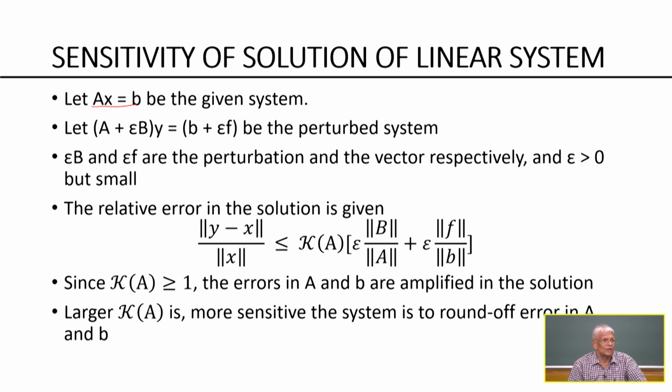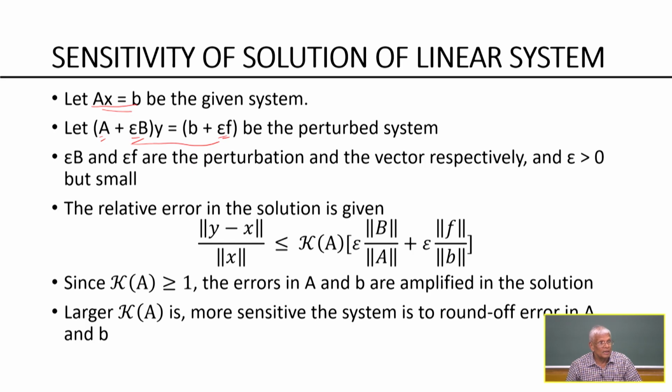There are errors. So let epsilon E be the perturbation in the storage of A, and epsilon f be the perturbation in the storage of b. Everybody? So when we say we are solving Ax is equal to b, we are not solving Ax is equal to b, we are solving (A plus epsilon E) times y is equal to b plus epsilon f. We are solving for y instead of x. We want my y to be close to x. x is the true solution, y is the computed solution. Are you all with me now? Under what condition will y be closer to x?